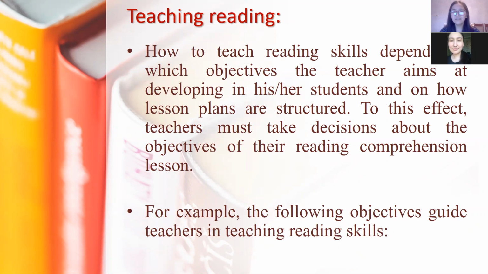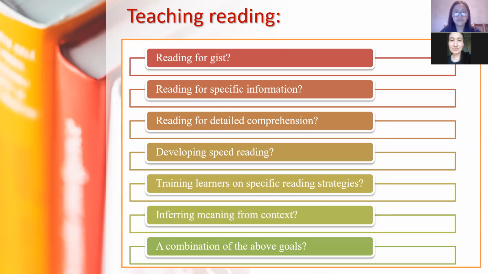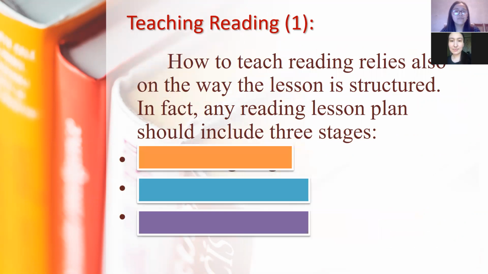So next, teaching reading. To teach reading skills depends on the teacher's aim in developing students' skills. That's why plans should be structured. There are some examples of objectives to guide the teaching of reading skills, such as reading for gist, reading for specific information, reading for detailed comprehension, developing speed reading, and so on.